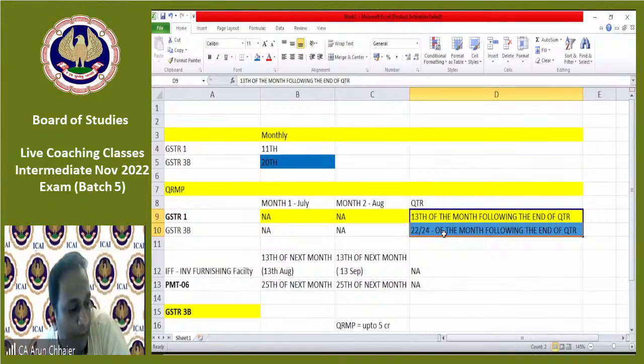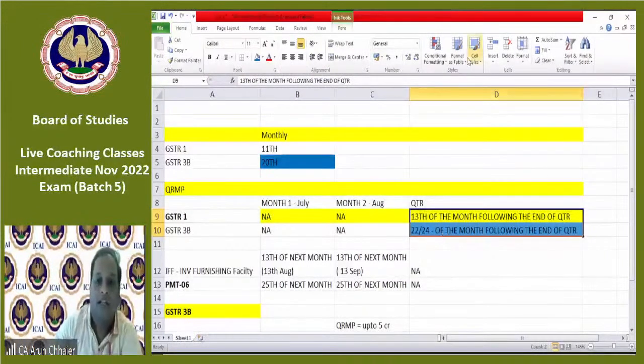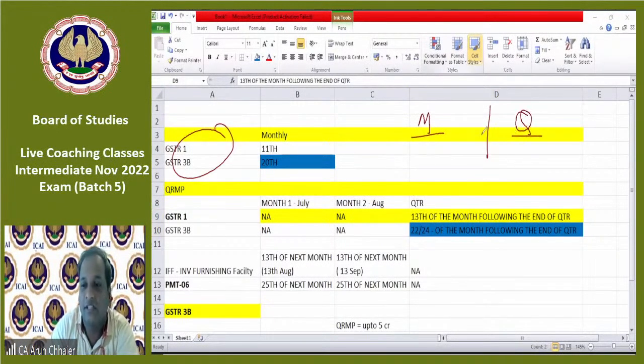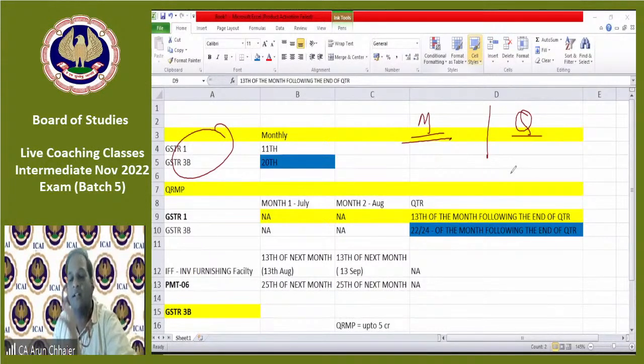Can we opt QRMP for the? No. See, both are clubbed together. Either monthly or quarterly. You can't choose different options, monthly GSTR1 and quarterly 3B. No, sir. Now these are connected. Earlier there was an option, but now these are connected. Either monthly both or quarterly both. You cannot change the frequency for 1 and 3B differently.